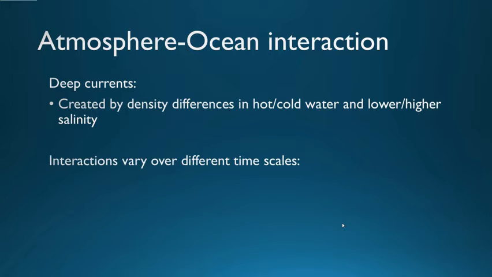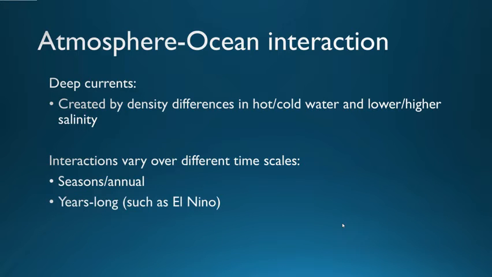And so these interactions can vary over different time scales, right? There can be seasonal or annual ocean currents. But then there can be interactions that are over numbers of years. Like El Nino is a longer time scale ocean interaction. And then finally, there are interactions that can happen over decades or even longer, hundreds or even thousands of years.